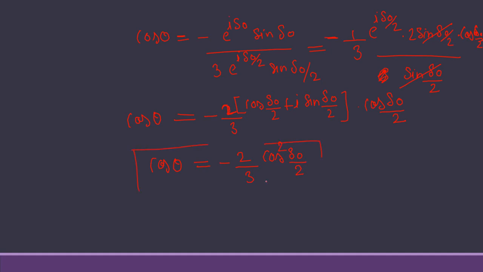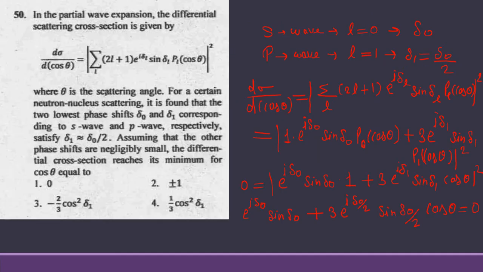Okay. So this is the minimum value of cos theta. No, this is the value of cos theta for minimum differential scattering cross section. Okay. Now check the answer. So the answer 3 will be correct. I hope this question will be clear to you.